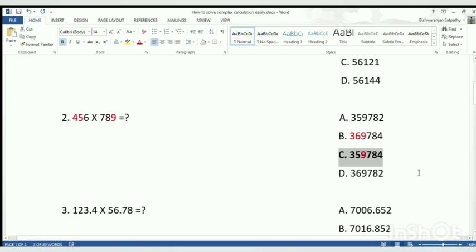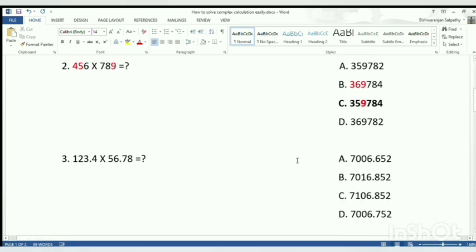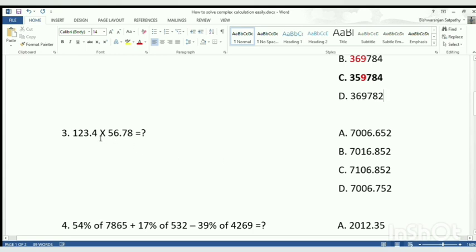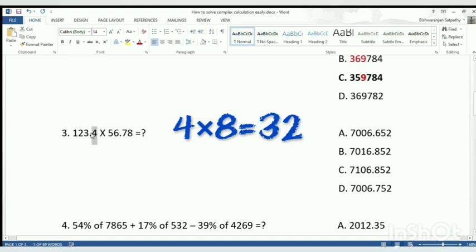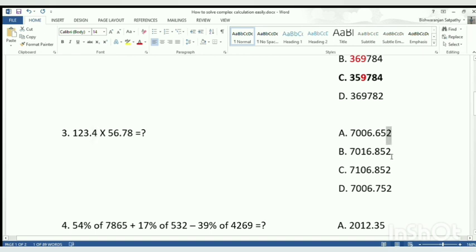Okay, let's move on to the third question. The third question looks a little bit typical, right? And after multiplying the unit digits, we will get 32. So we should get 2 in the unit place of the answer. So when you see the options, 2 is in every option. So we can't put any trick here. So we have to solve it by the digit sum method only.